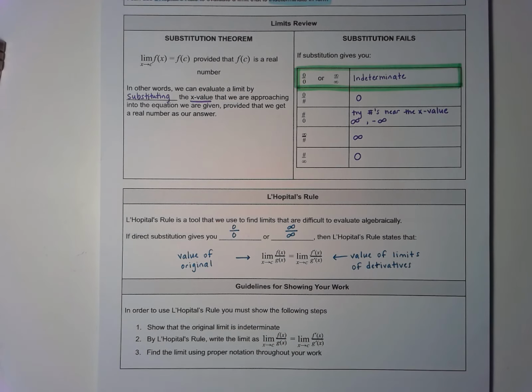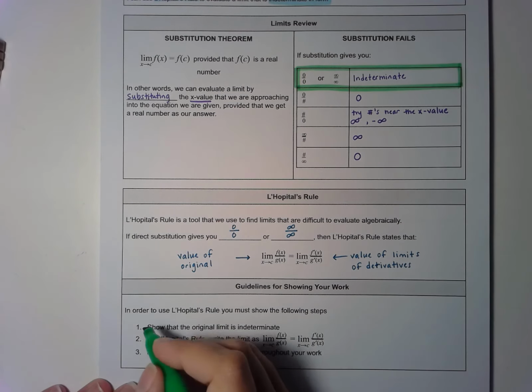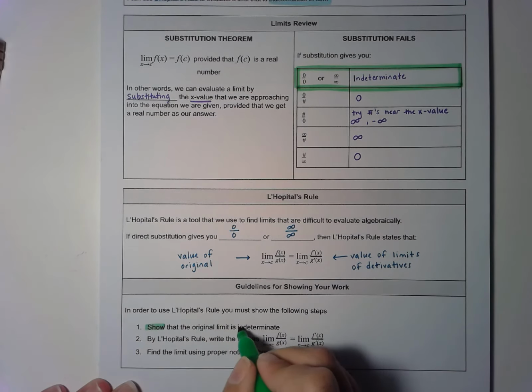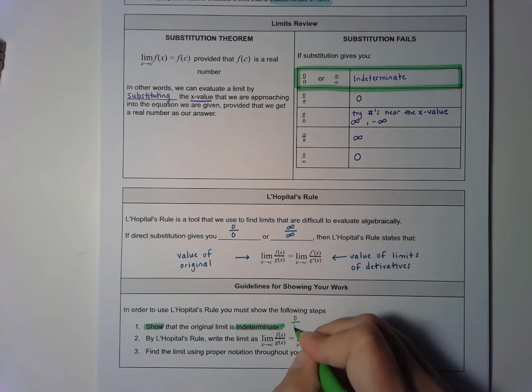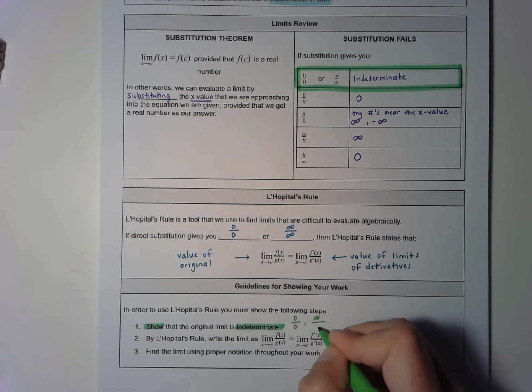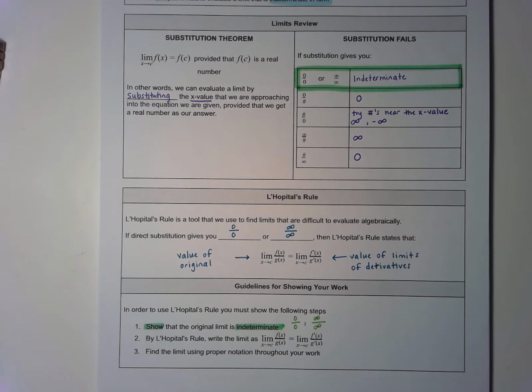In order to use L'Hopital's rule and show your work and receive full credit, you need to do the following things. Number one, you need to show that the original limit is indeterminate. So you have to actually show that by substituting, you get either 0 over 0 or infinity over infinity. You have to state that on your paper. This is something that a lot of students like to skip because they do the arithmetic or the math in their head, and that is not okay. You have to show this work on your paper.